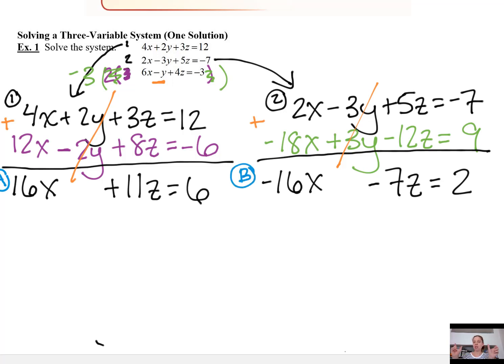And now I'm going to use what we did in lesson 5. I have 2 equations and 2 unknowns to solve for both x and z. You can see by just lining up these equations, I'll be able to add them and eliminate the x's. So let me rewrite equation A.